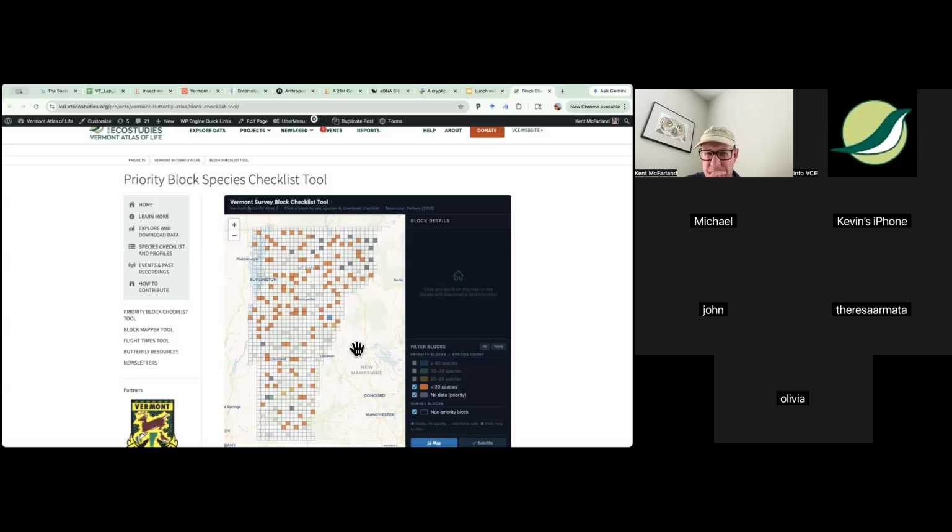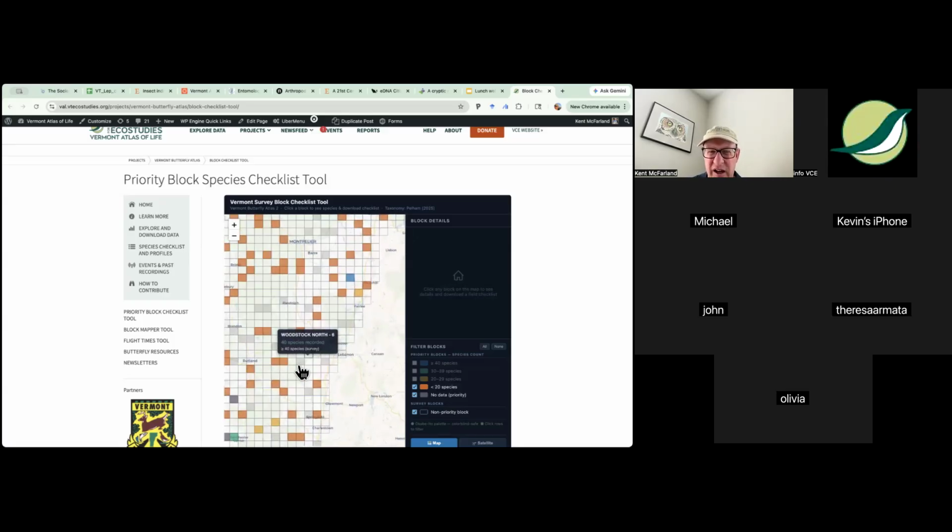And so when you see that, those are primed to either adopt and help the person that's already adopted it, more than one person can adopt it, or take a road trip and go there one day and help get blocks. But the cool thing is you can zoom in to a block, let's say this block right here, Woodstock South 1, which is my block. It has 34 species on it.